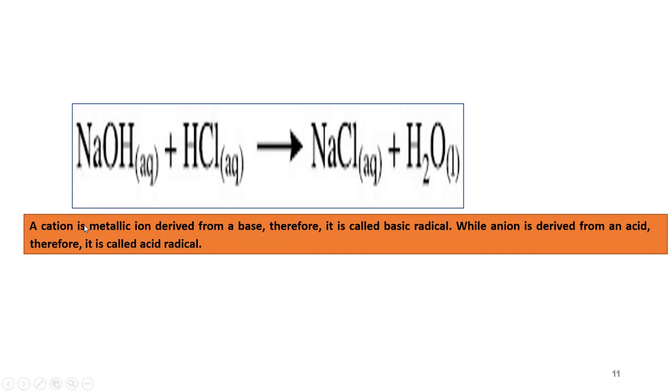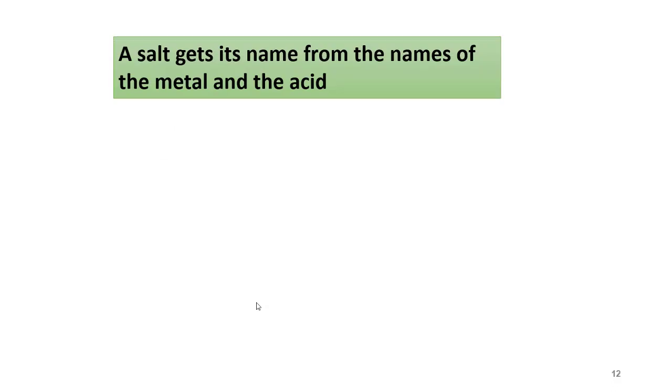A cation is a metallic ion derived from a base, therefore it is called a basic radical, while an anion is derived from an acid, therefore it is called an acid radical. Students, now you are better able to understand acid radicals and basic radicals. A salt gets its name from the name of the metal and the acid.